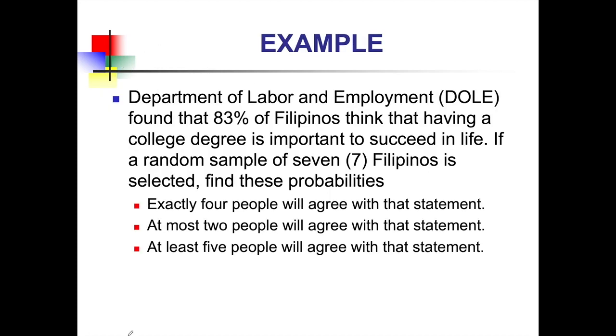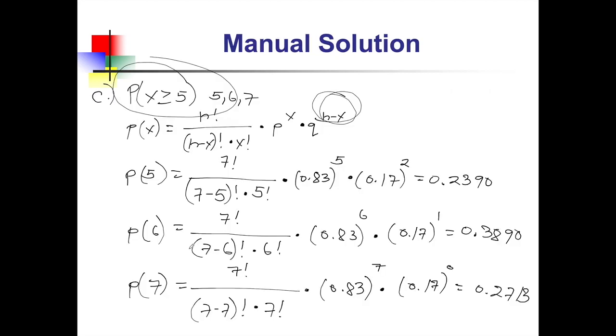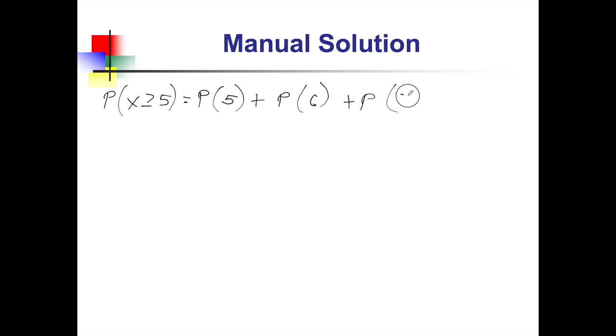Now, hindi pa po natin nakakuha yung probability na at least 5. Diba sabi doon, at least 5. Pinakakonti daw, 5 yung mag-a-agree. Ibig sabihin, again, 5, 6, 7. So, for us to be able to get the probability of x greater than or equals to 5, ang gagawin natin dyan will be i-add natin yung probability of having exactly 5 na mag-a-agree, and yung probability of 6, and of course, yung probability ng 7. Hanggang 7 lang, 7 lang yung ating sample.